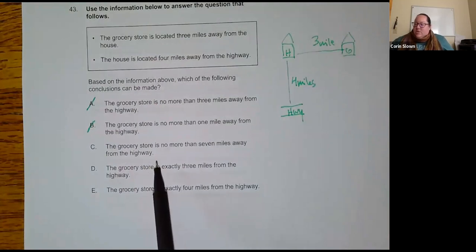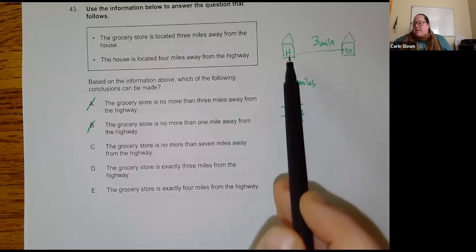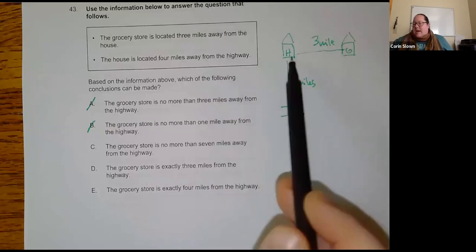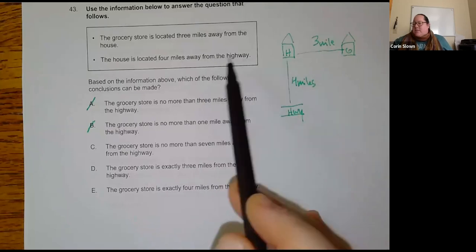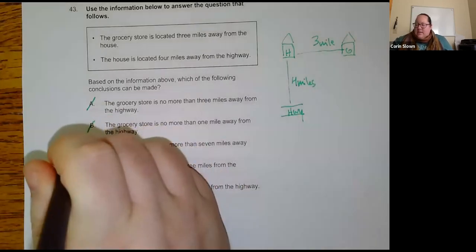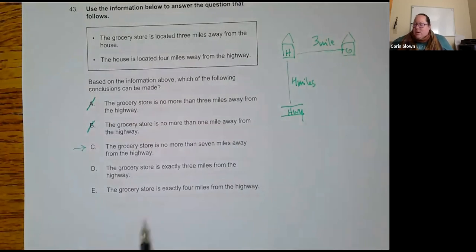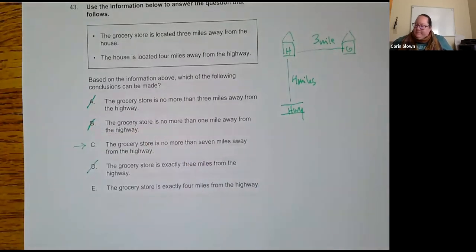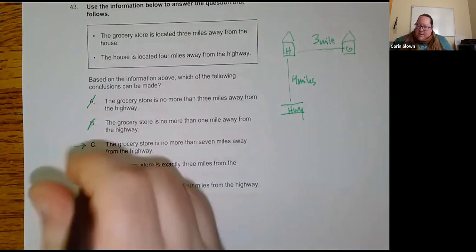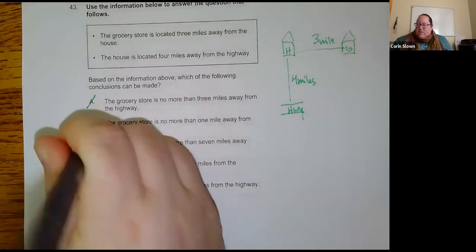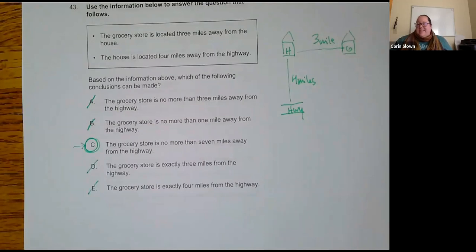The grocery store is no more than 7 miles away from the highway. Well, that one has possibilities. C is pretty reasonable because the furthest that it could be is if it was over here. So if the highway was over here, the farthest that it could be is 7 miles. So I think C is a possibility, but let's keep looking. The grocery store is exactly 3 miles from the highway. Well, there's no way I can know that. And E, the grocery store is exactly 4 miles from the highway. Same problem, can't know that. So that means that I've used the process of elimination to arrive at C.